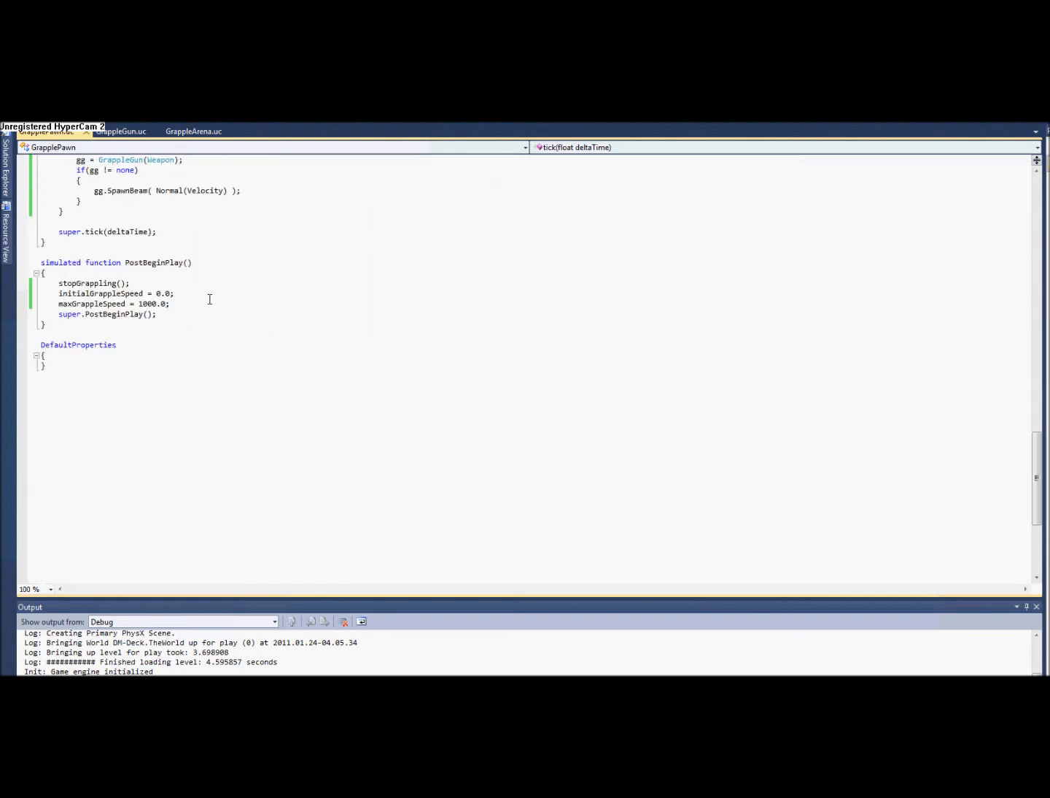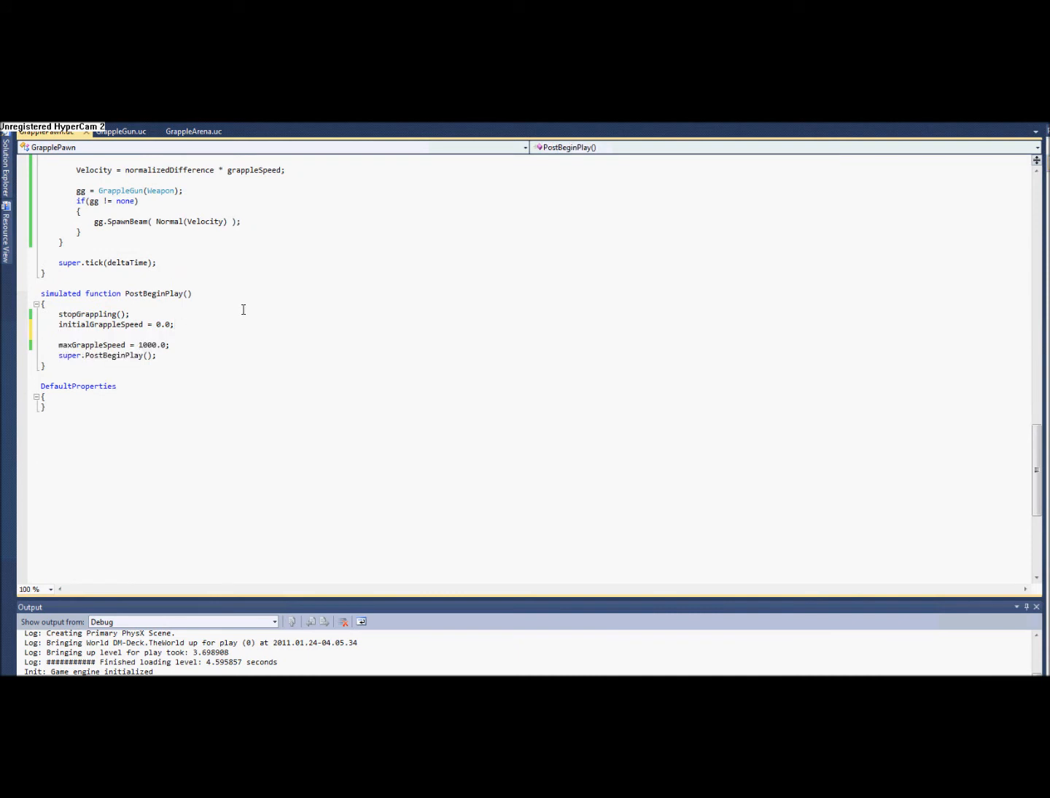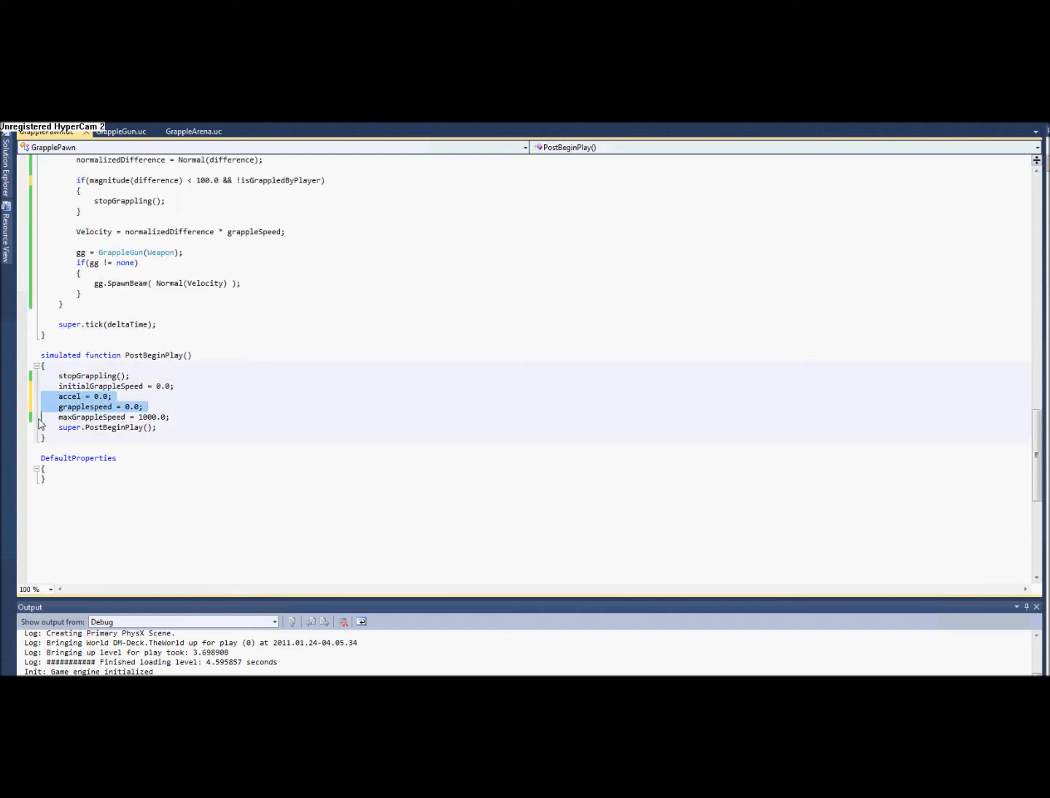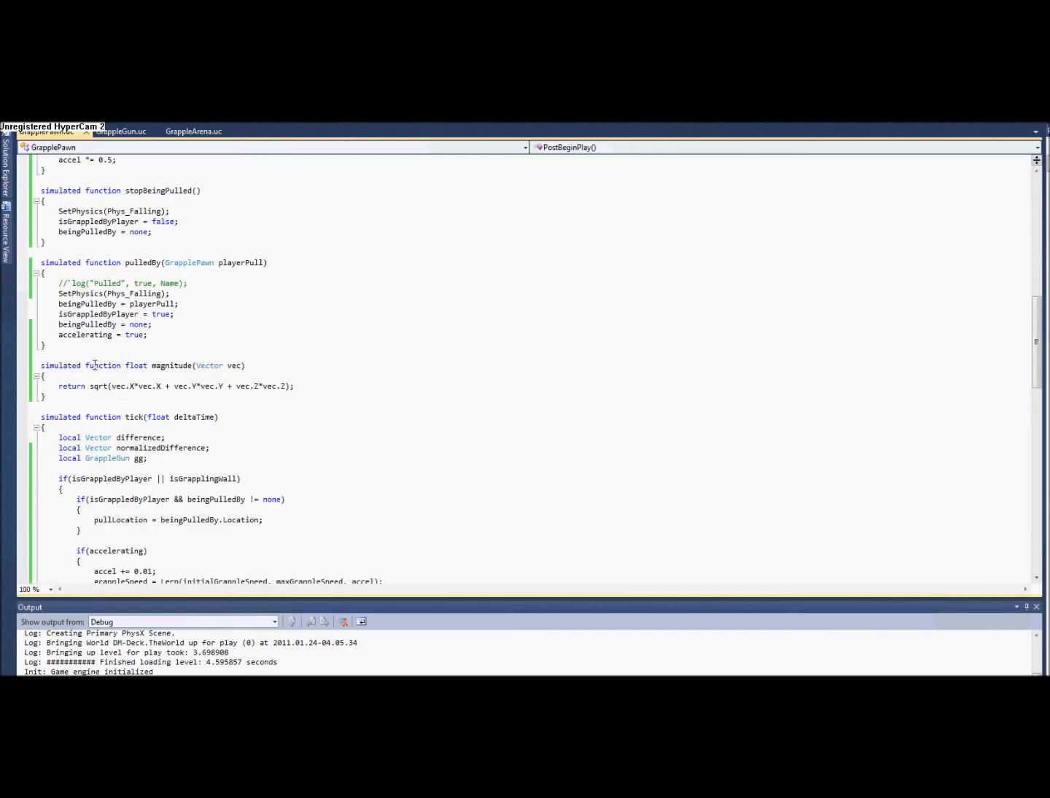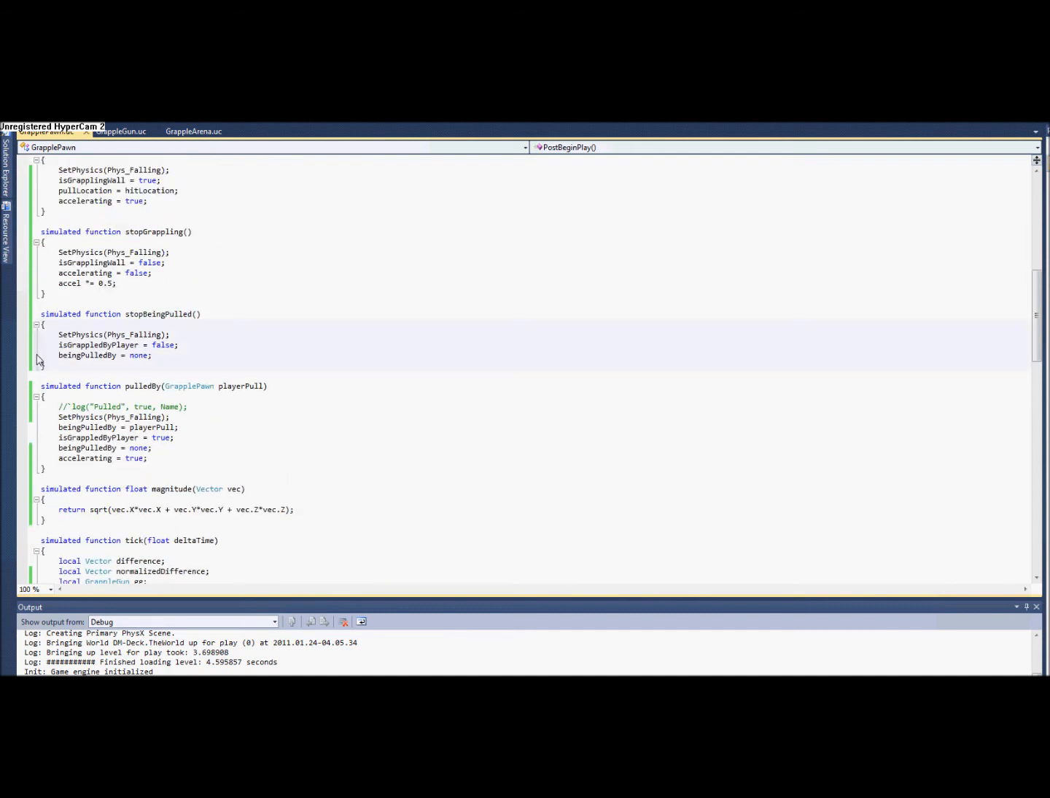And I also noticed a small problem with the acceleration and the grapple speed. We need to reset those whenever we stop being pulled also.